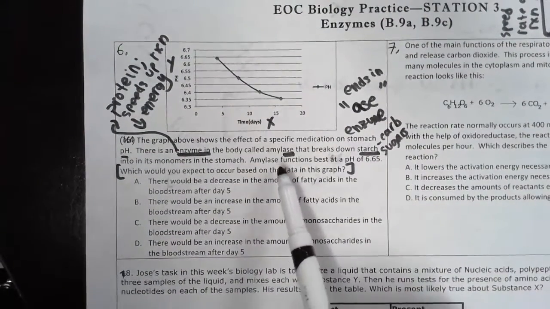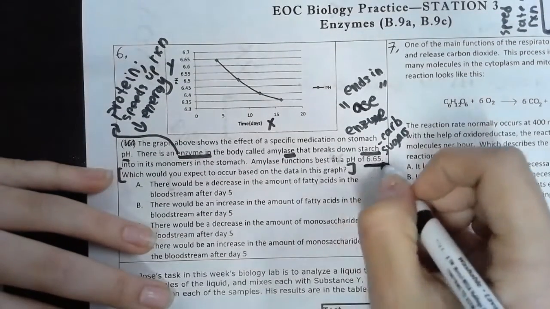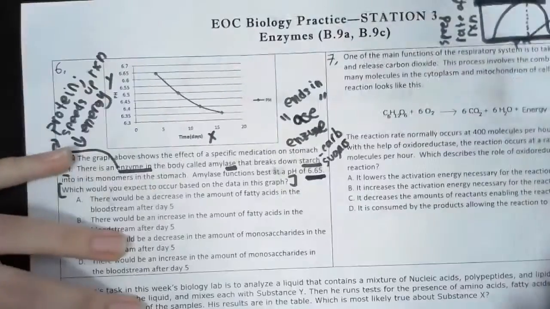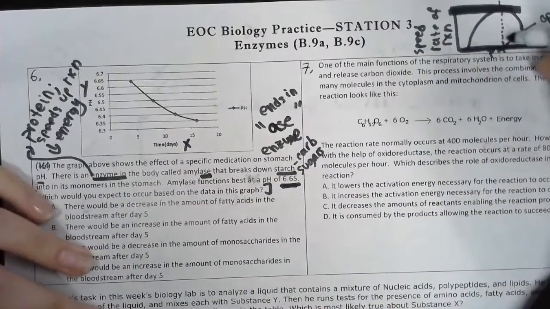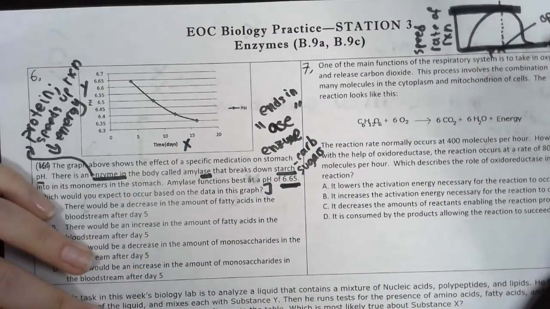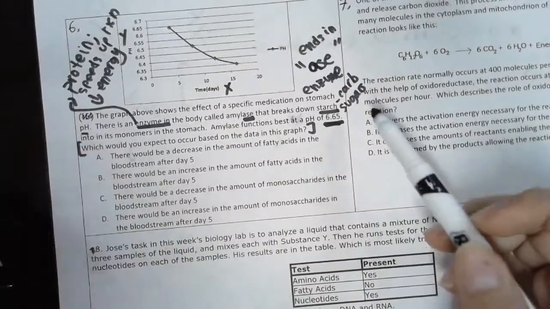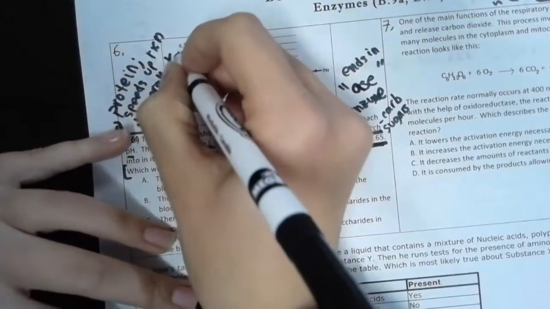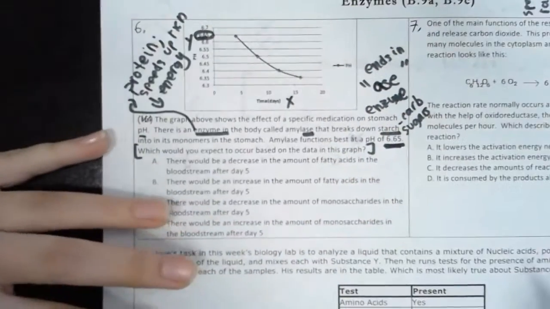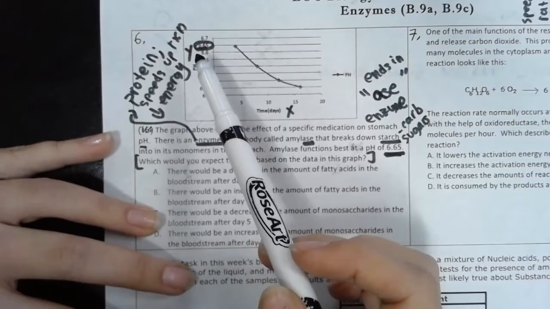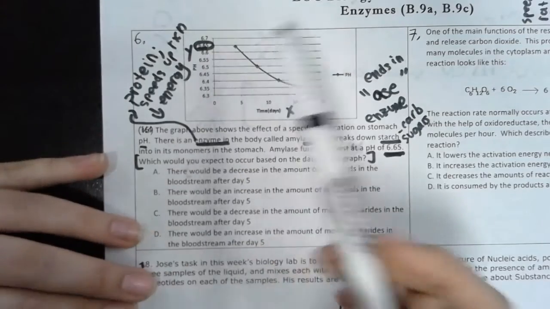It also tells me that amylase functions best at a pH of 6.65. So that would really be like its optimum pH if I were to look at this graph. If this were a graph of amylase, my pH would be 6.65 right here. Okay, so if I find 6.65 on my graph, all right, this is my pH of 6.65. This is where it works the best.